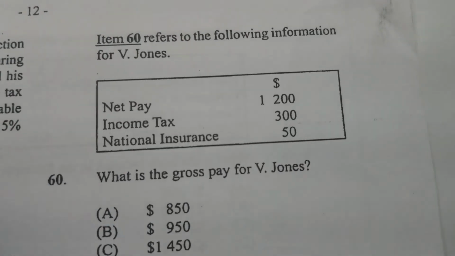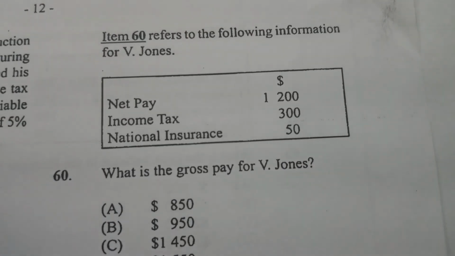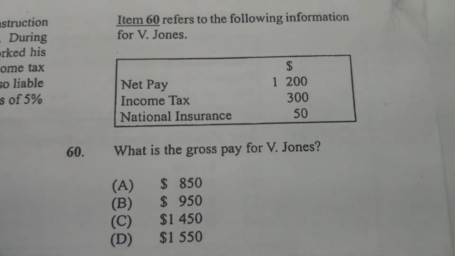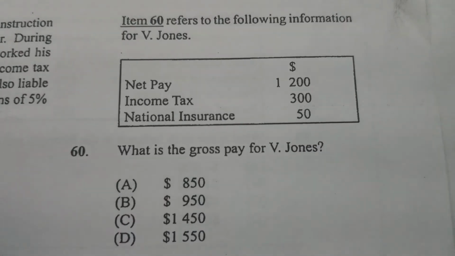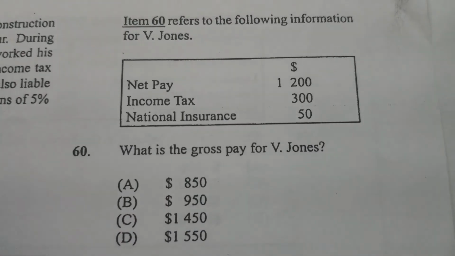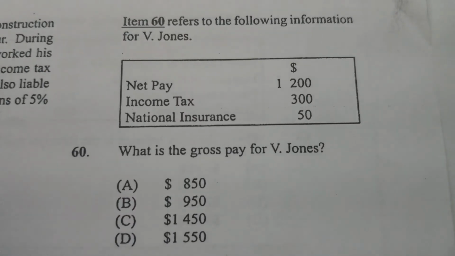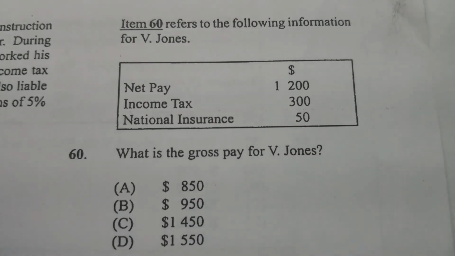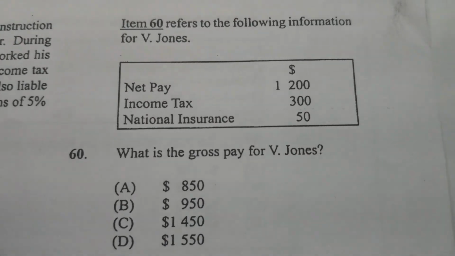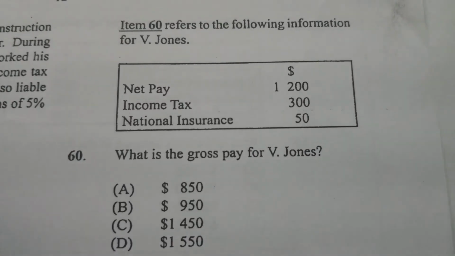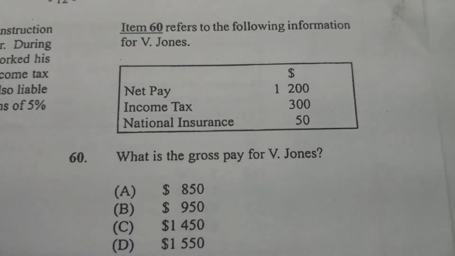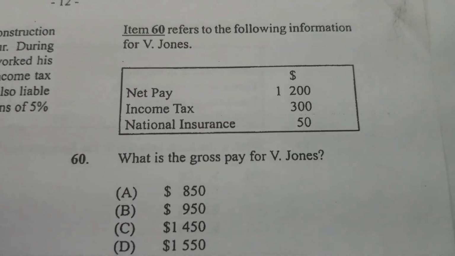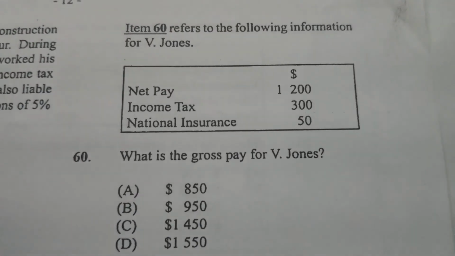All right, we're now at item 60. Item 60 refers to the following information: net pay, income tax, and national insurance. What is the gross pay of V. Jones? What we simply are going to do is to go backwards, yes? We're going to add all of that information, and that will give us the gross pay, because the income tax and the insurance would be deductibles from the gross pay to give us the net pay. So we add back all of that, which is going to be 1,550. D is going to be the appropriate answer.